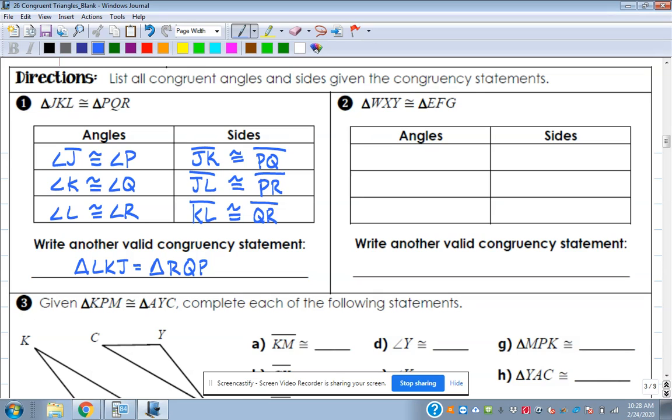Okay. Number 2, what are the angles? Angle W is congruent to what? Angle E, X, F, and Y. Sides. Y'all tell me. Okay. Next. All right, XY is congruent to FG. That works.